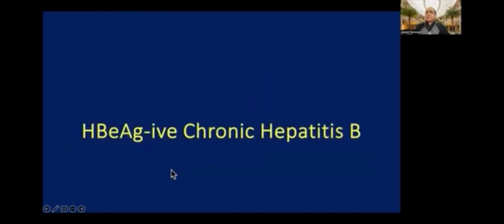So, dear colleagues, this was the HBe antigen negative chronic hepatitis B treatment option. And today we saw how the guidelines help us in the management of such patients. I hope you have learned how to apply the guidelines at different stages of the management. The HBe antigen positive and HBe antigen negative chronic hepatitis B patients differ regarding the treatment options and the treatment monitoring. So I end here.